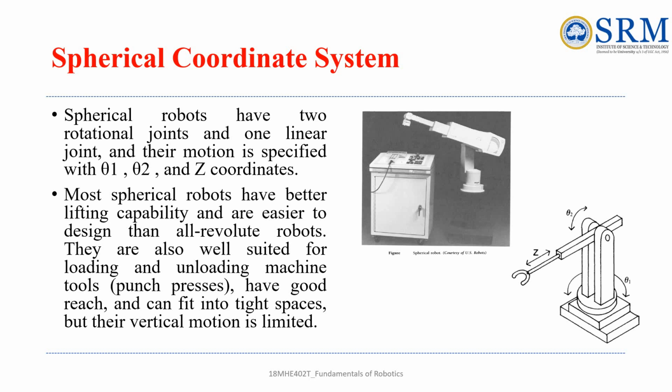And next is the spherical coordinate system. So these spherical robots have two joints that can rotate and one that moves in a straight line, and their motion is defined using here theta 1, theta 2 and z coordinates. These robots are typically good at lifting heavy objects and are easier to design compared to robots with all rotating joints. They work well for tasks like loading and unloading machines. Okay, like punch presses, have a good range and can access tight spaces. However, their ability to move vertically is somewhat limited here.